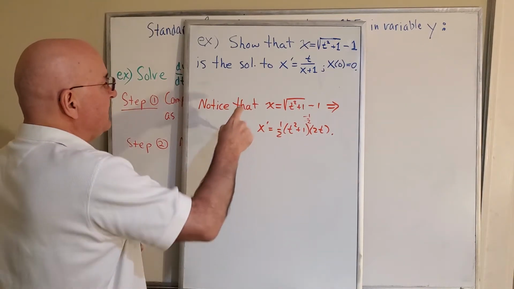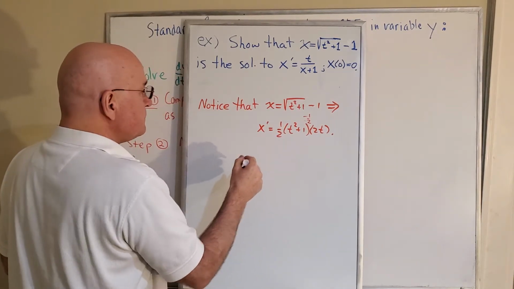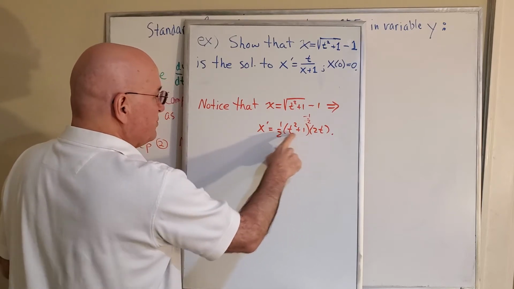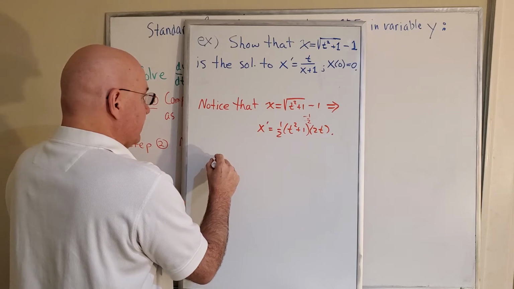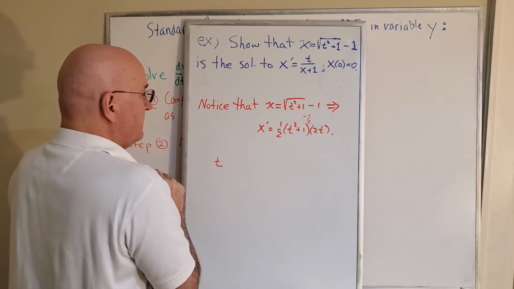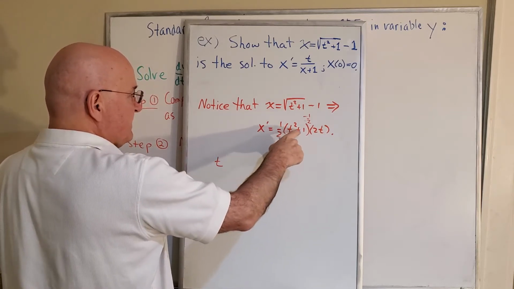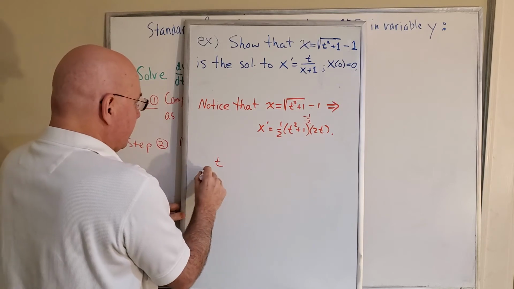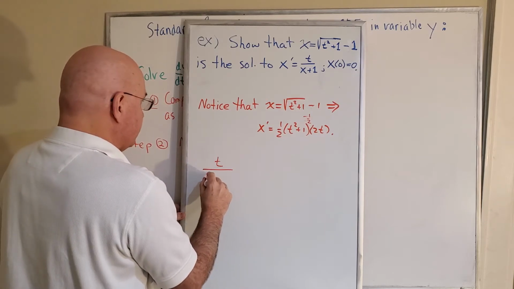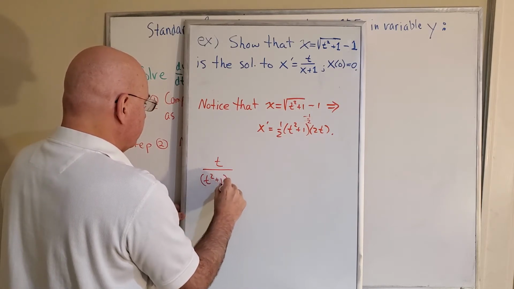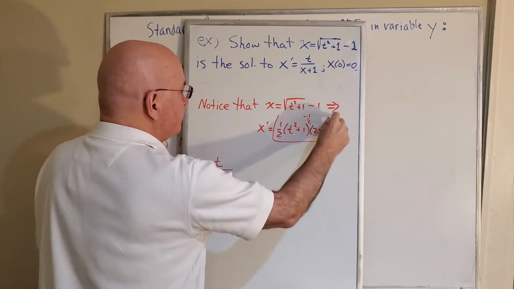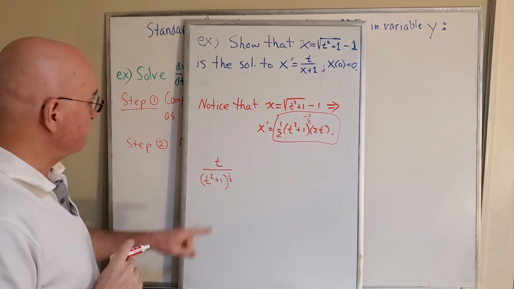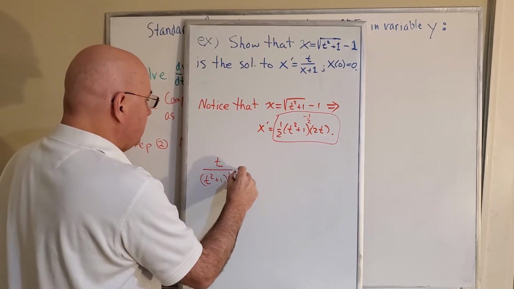So let's see, x prime. I'm going to simplify that a little bit. 2 times 1/2 is a 1. So I'm going to write this like t. And instead of times t squared plus 1 to the negative 1/2, I'm going to write over t squared plus 1 to the positive 1/2. So what I just wrote is equivalent to that. Equals.